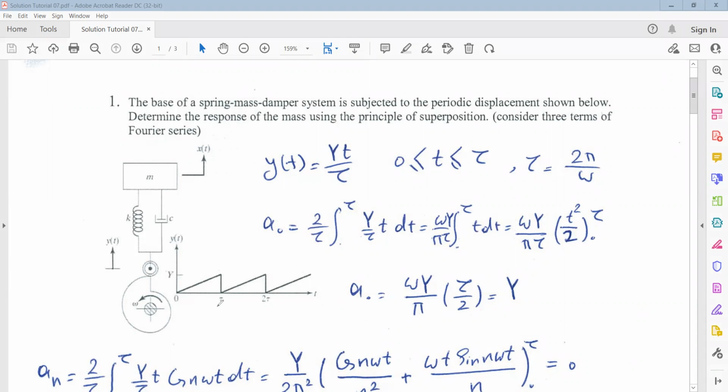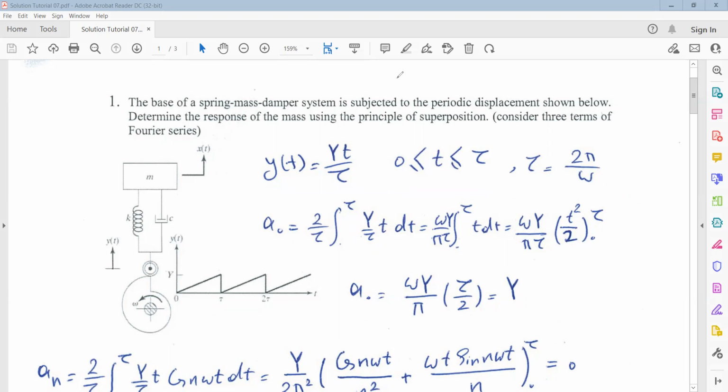As you can see, we deal with a periodic excitation. The period is tau and the amplitude is y. So we can write this periodic function in this form, y times t divided by tau, for t between 0 and tau. And after tau, this motion will be repeated. Because the period tau is equal to 2 pi divided by omega, where omega is the frequency of the excitation, now we can calculate the coefficients of the Fourier series for this periodic function.